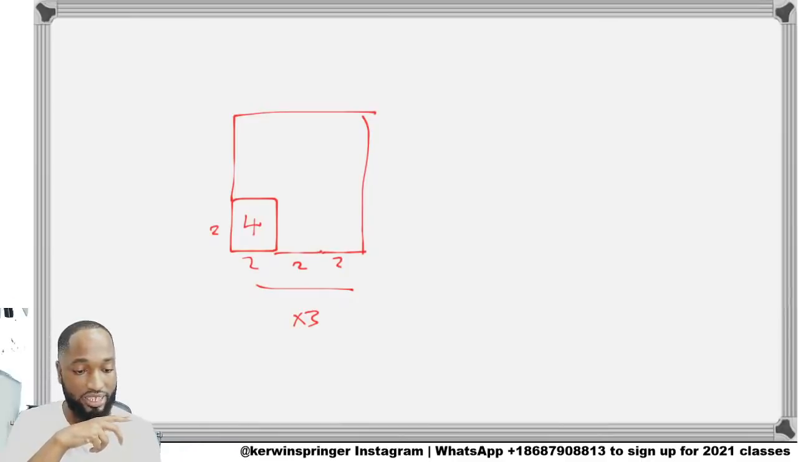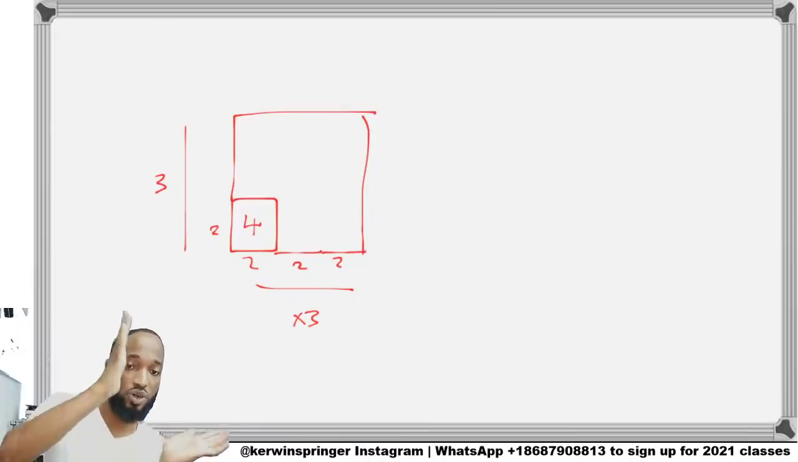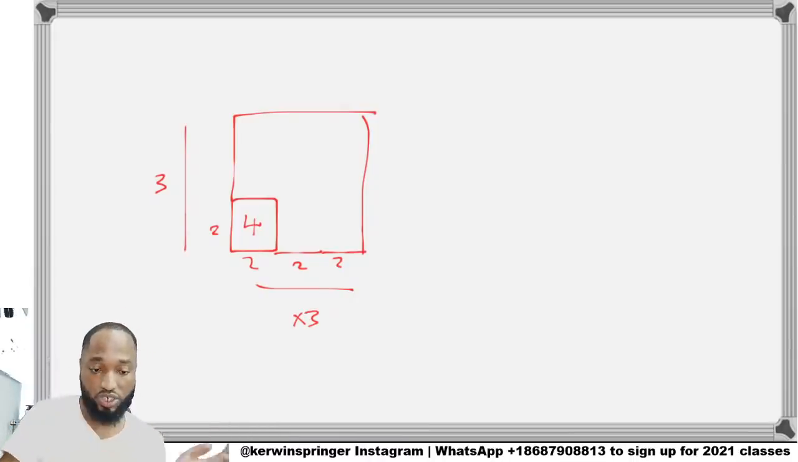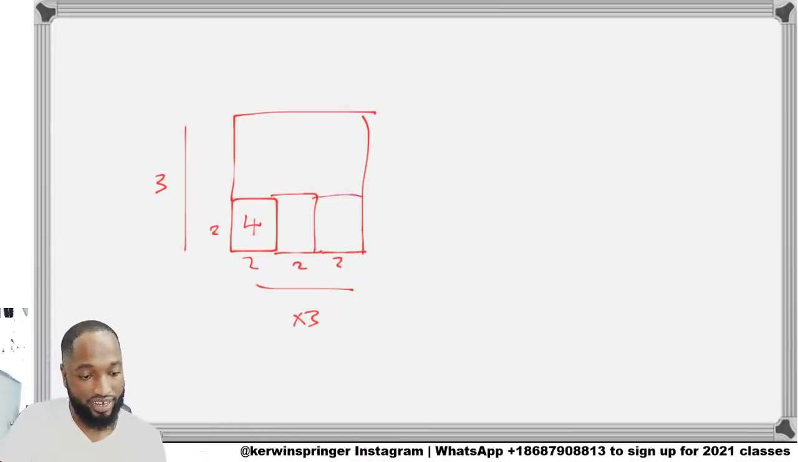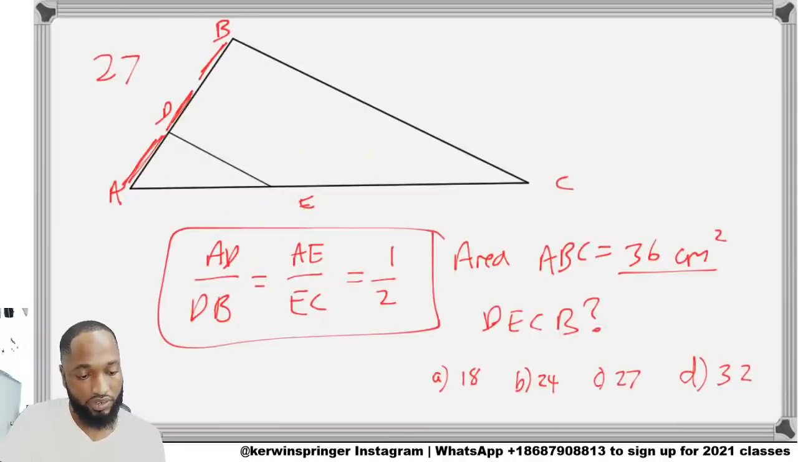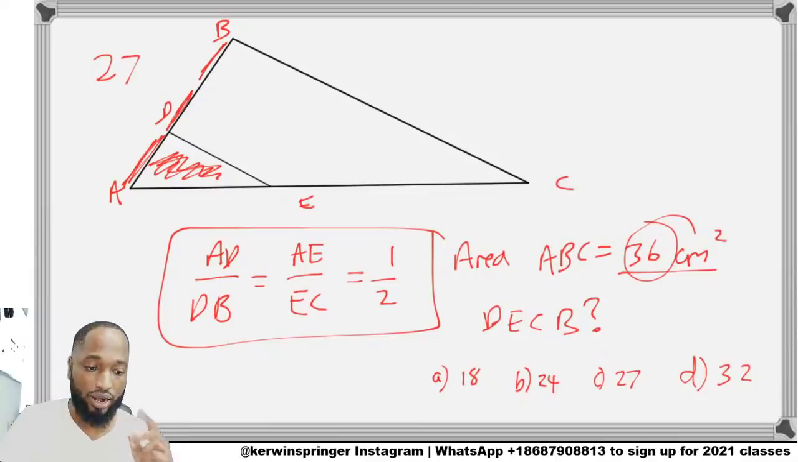Why is the area 9 times? Because you have to do it in two dimensions, so it will be 3 times 3. You'll have 9 squares that you can fit inside. Similarly, if the sides went up 3 times, the area of the big triangle is 9 times the small one, so the area of this tiny triangle is actually 4.